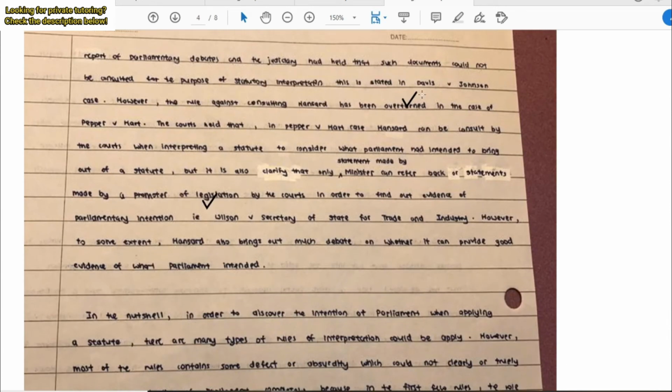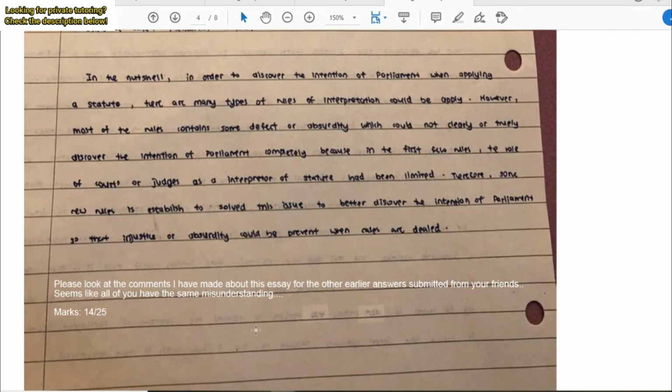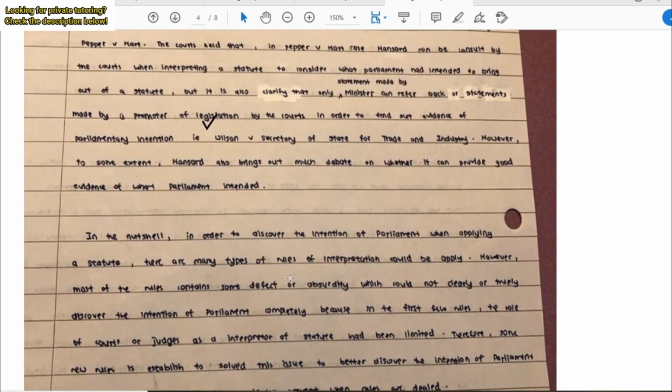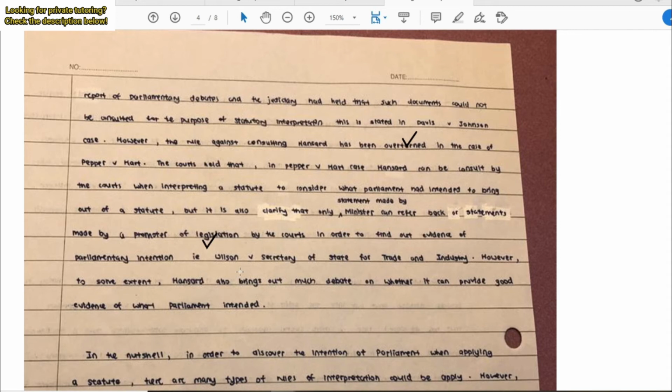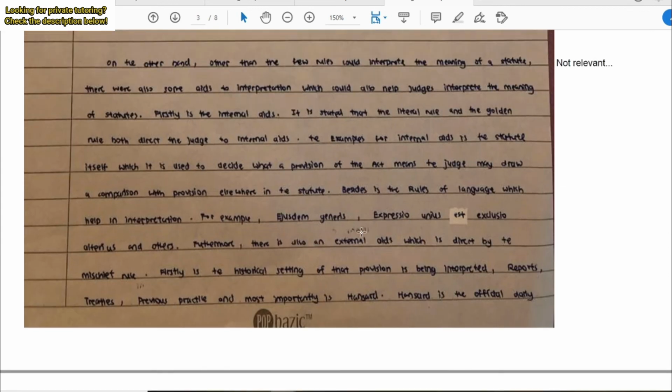So here, that's why I give a tick, Davies and Johnson. Okay, good. Yours here is still okay. It's a little bit better, because at least you did talk about Hansard a little bit more, Pepper and Hart, Davies and Johnson, all. But the same problem still remains.